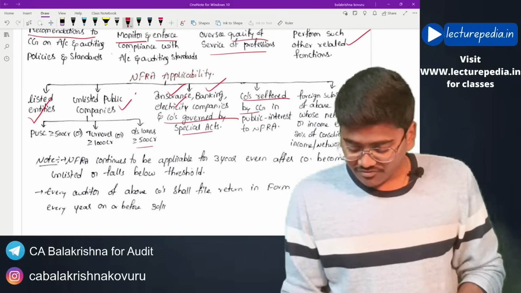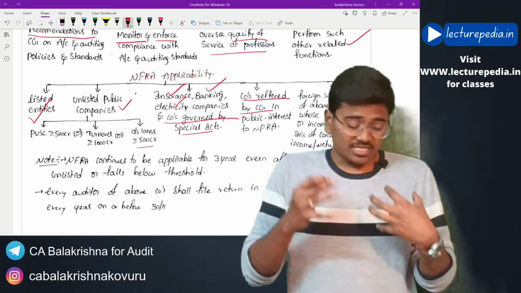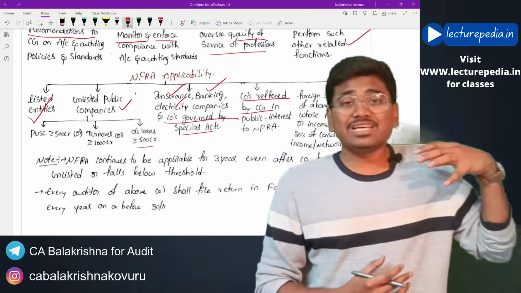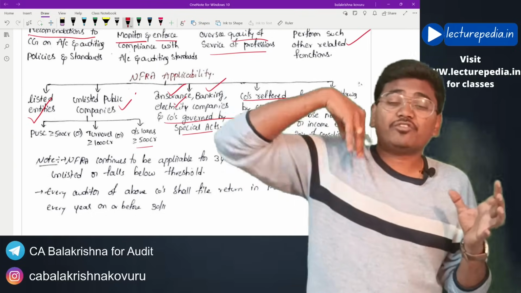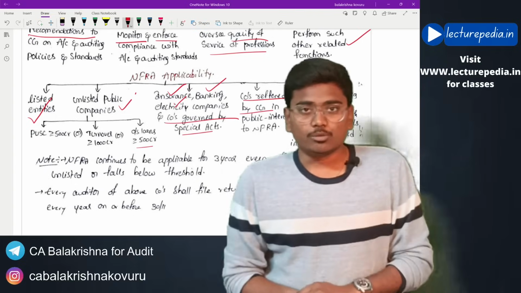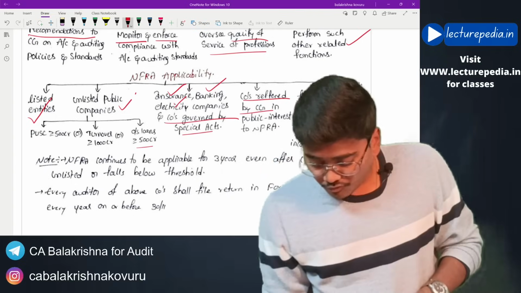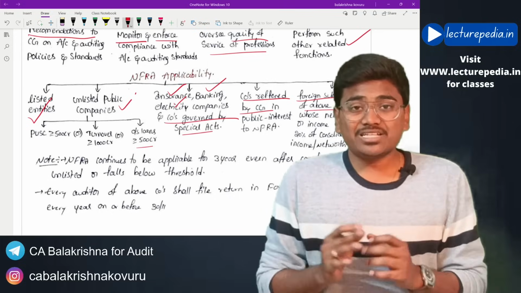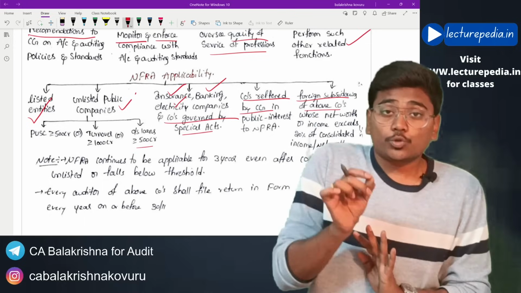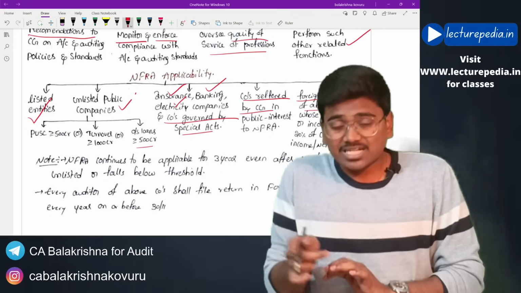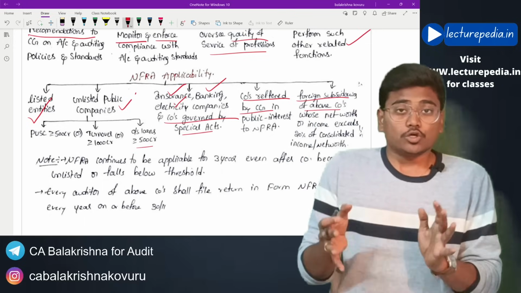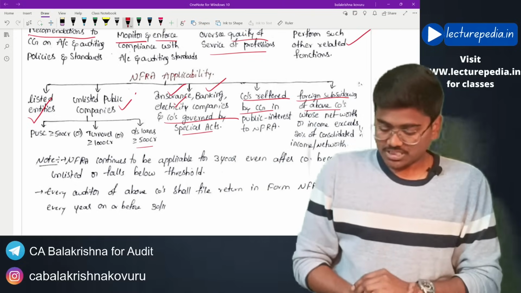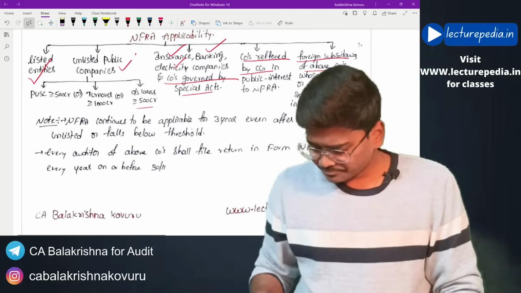And companies referred by the central government. Okay, if the central government in the public interest refers any company to the NFRA, even for those companies, NFRA will be applicable. Okay, and foreign subsidiaries of the above companies whose net worth or income is 20% or more of the total consolidated income or net worth of that particular group. Even for the auditors of those foreign subsidiaries, NFRA will be applicable.